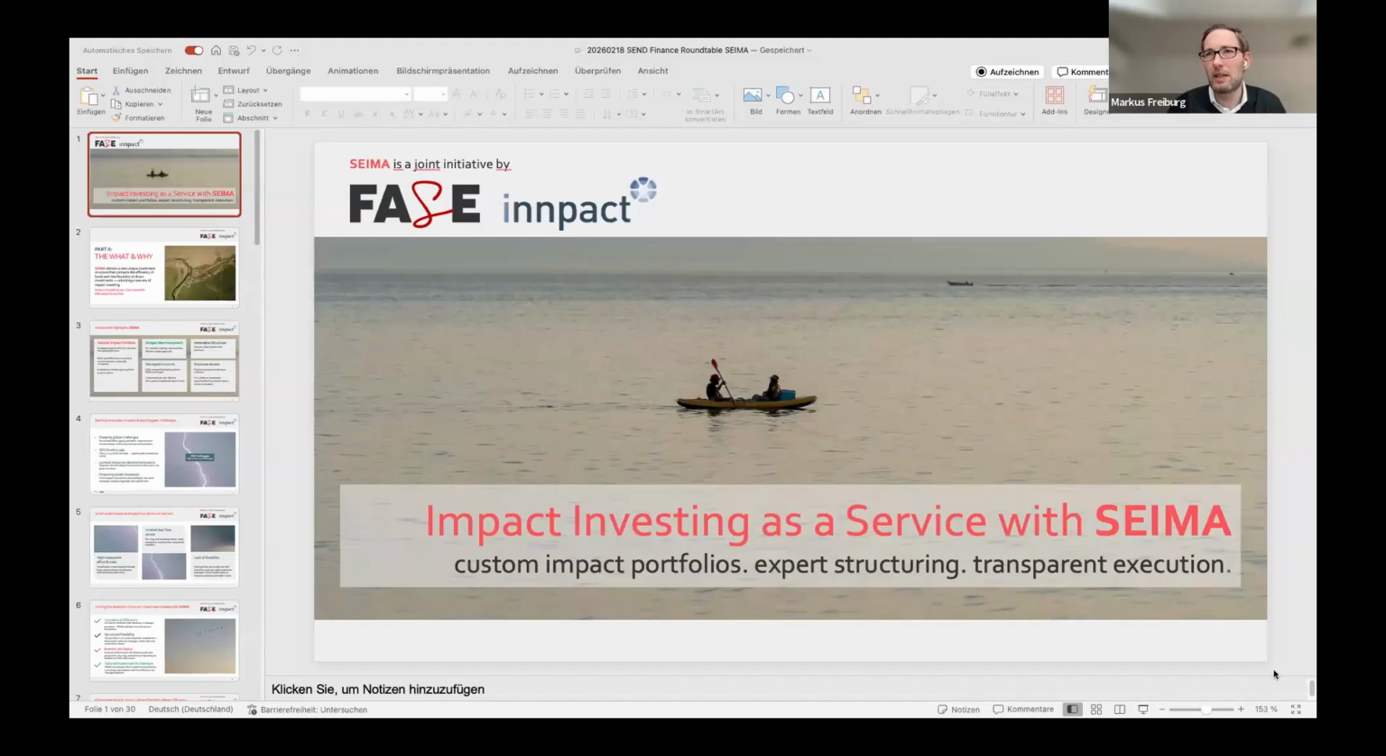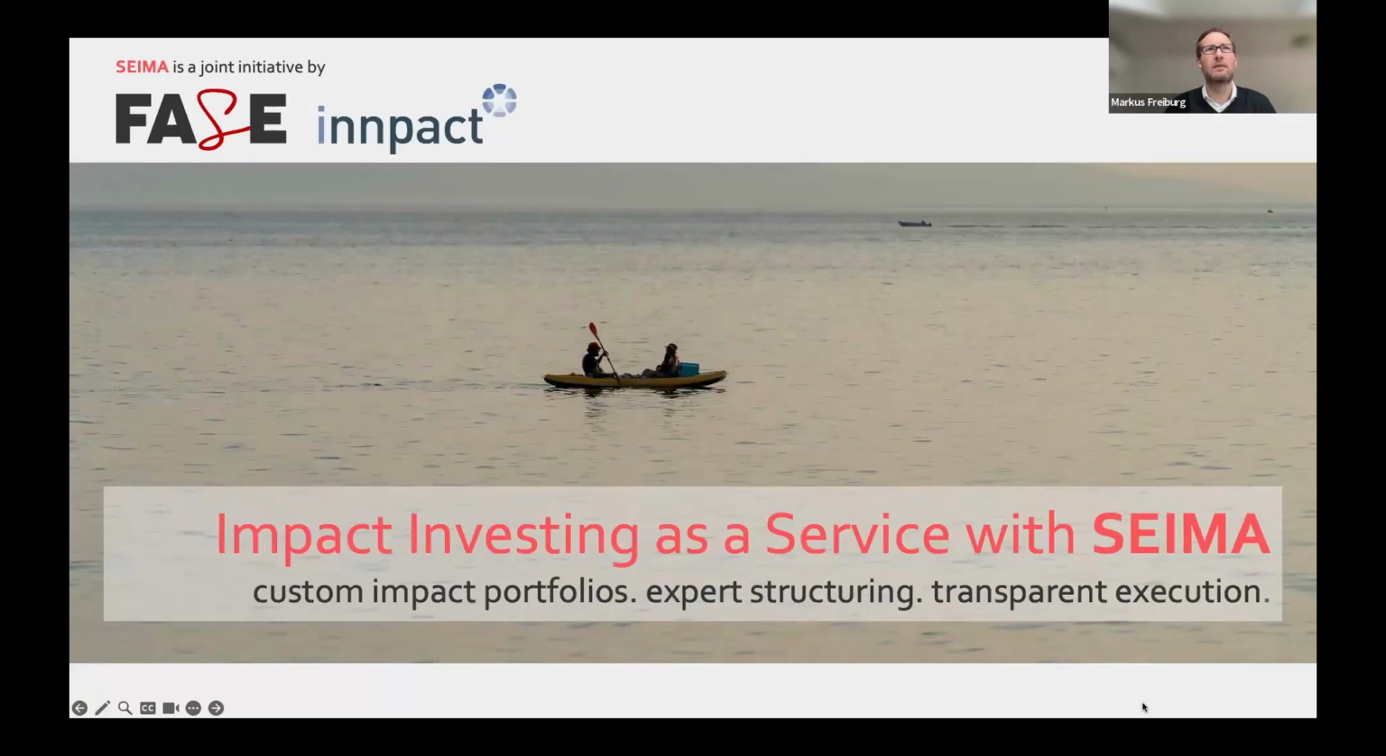And today I'm really happy to share a bit about our newest kids on the block, which is a managed account offering. And I'm sharing my screen in here. And that is basically an offering that we have developed together with Innpact from Luxembourg. And it basically offers investors the opportunity to build customized impact portfolios and benefit from an impact investing as a service offering.